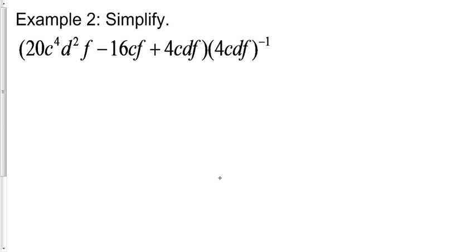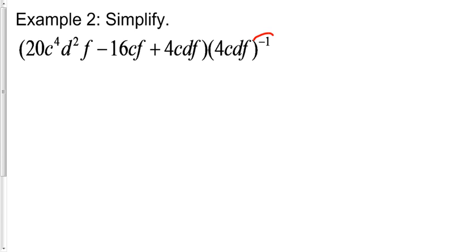Second one, this is a very similar problem, just kind of set up in a different way. So we've got a trinomial, we've got 3 terms in parentheses, and we're multiplying, it looks like multiplying anyway, times 4cdf to the negative first power. Now, even though this looks like a multiplication problem, it really is a division problem.